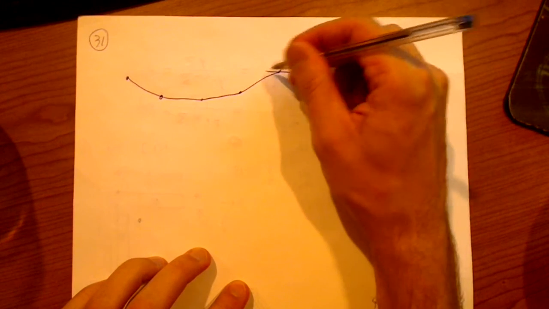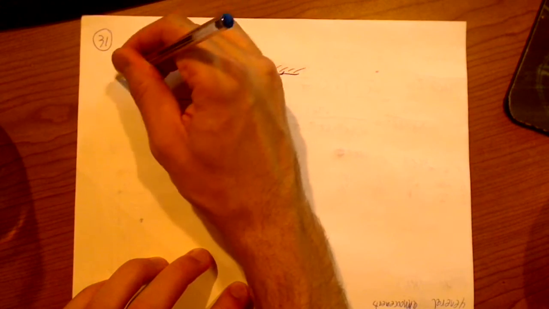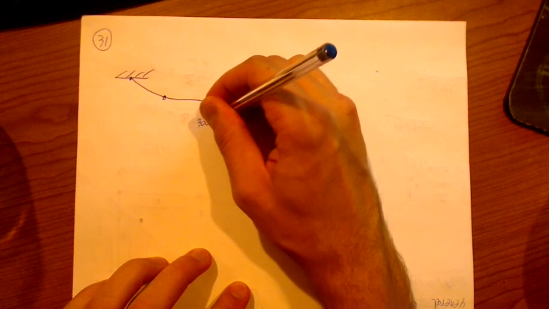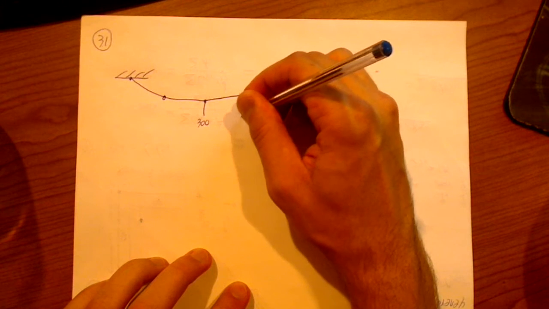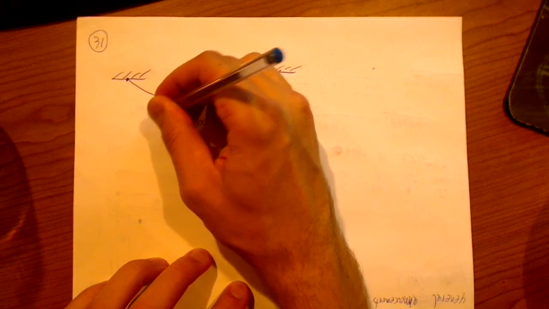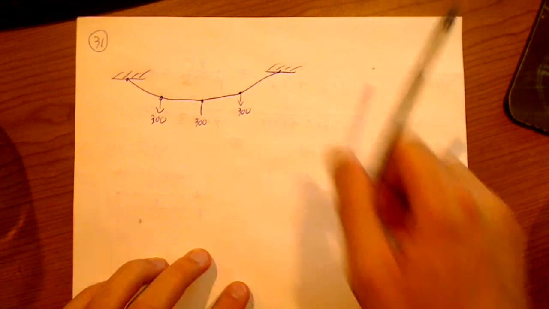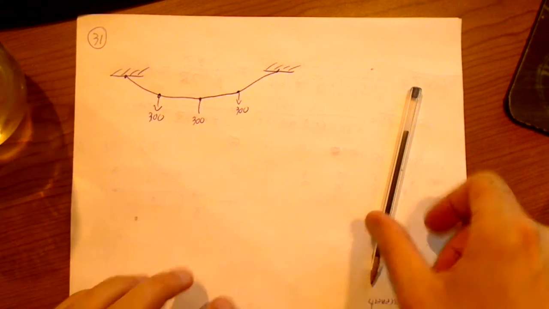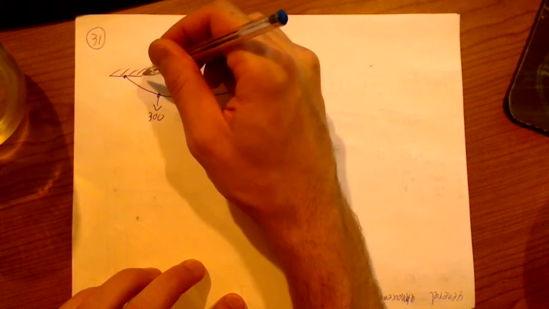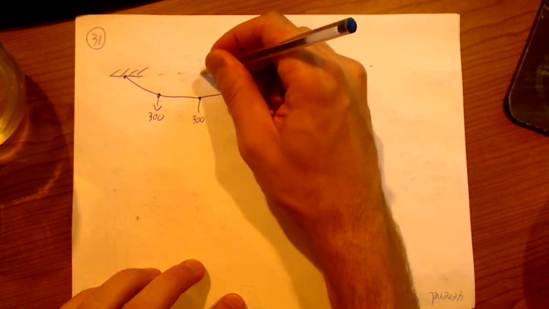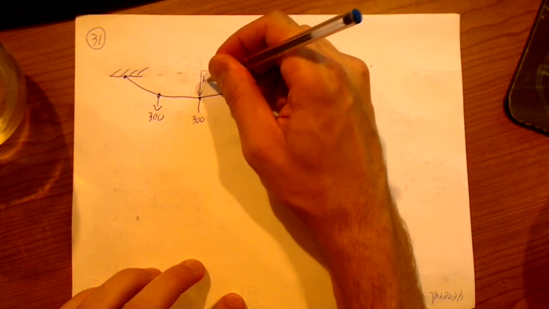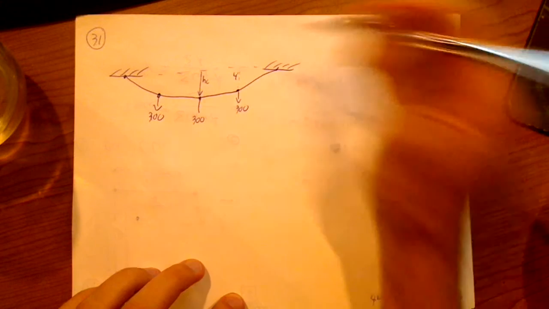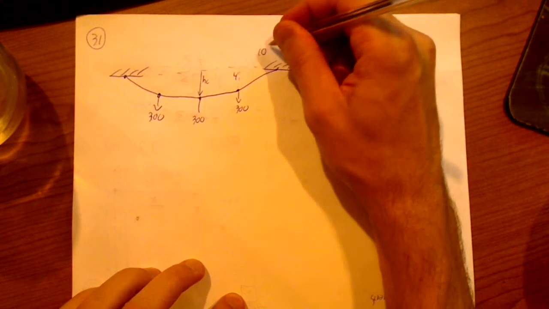So we have this wire on two rigid supports, and there's a bunch of 300-pound weights hanging off of it. We want to know what this sag is, HC. We know that this is 4 feet, right there, and that is 10 feet.